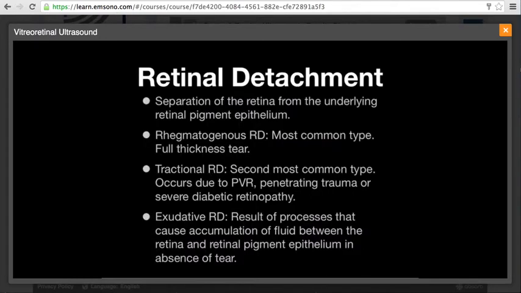Now, a retinal detachment is a separation of the retina from the underlying retinal pigment epithelium. And as you can see, it can be due to a variety of causes. That's really not going to be the important issue with us in the emergency department. Our goal is going to be to find the echogenic band posteriorly in the patient with appropriate symptoms.